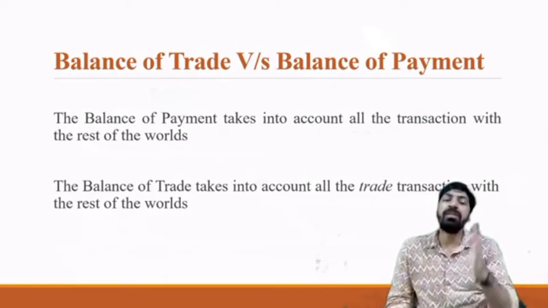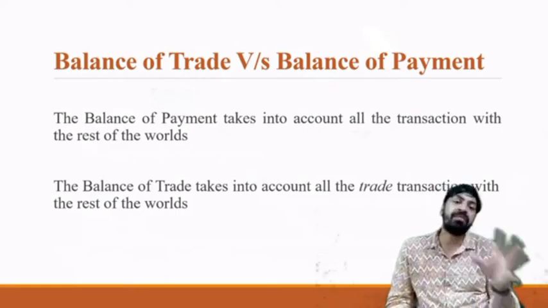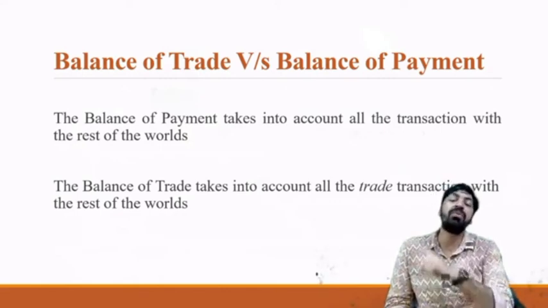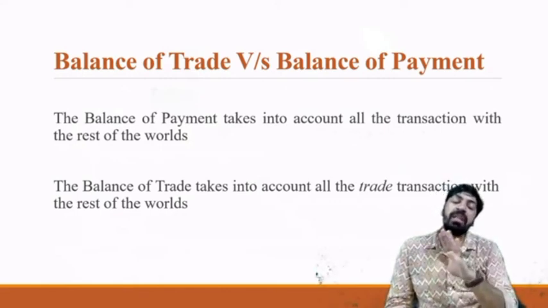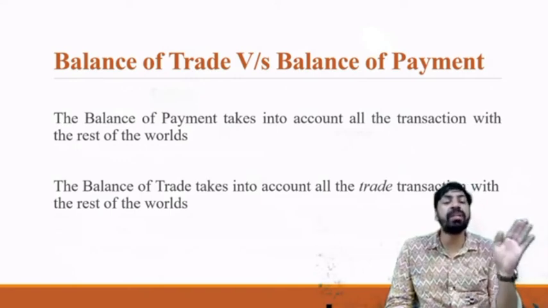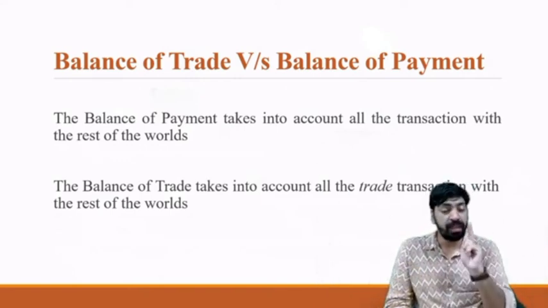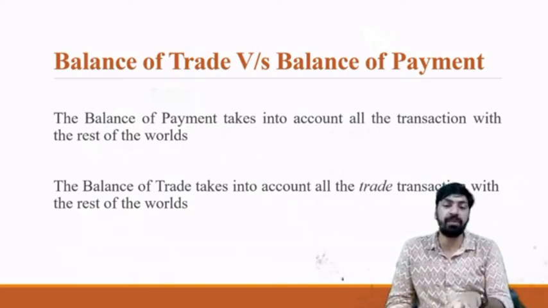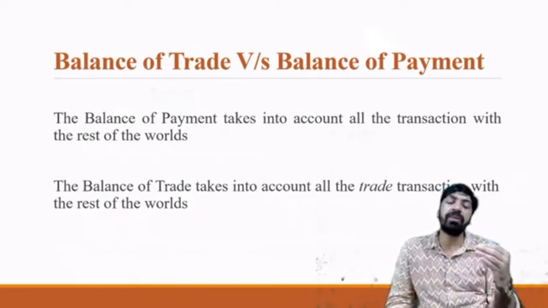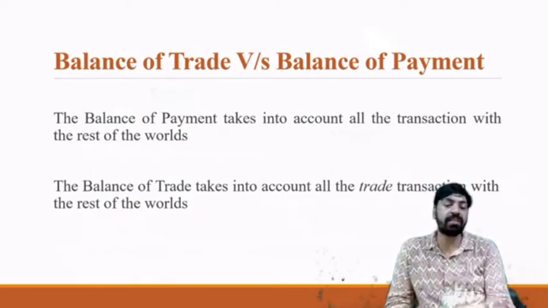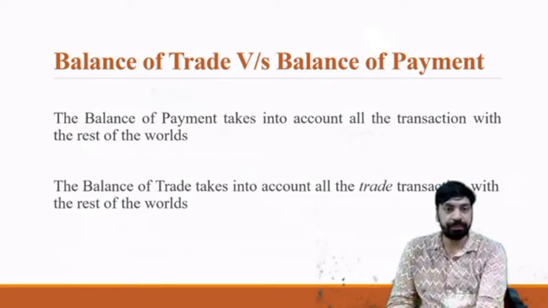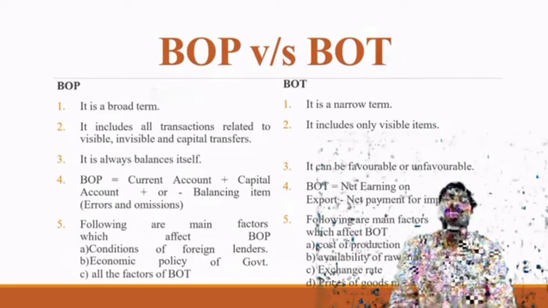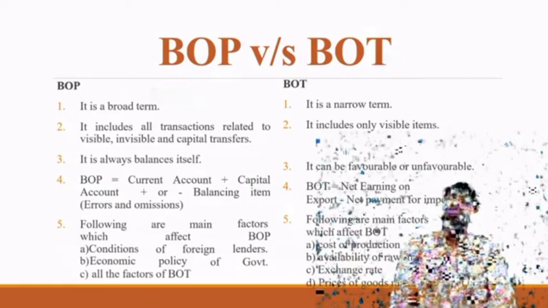So there is a big difference between the balance of payments and the balance of trade. Balance of payment includes all the transactions with the rest of the world, including domestic and foreign. Balance of trade includes all trade, imports and exports of items only, with the rest of the world. That's called balance of trade. So this is the difference between the balance of payment and the balance of trade.